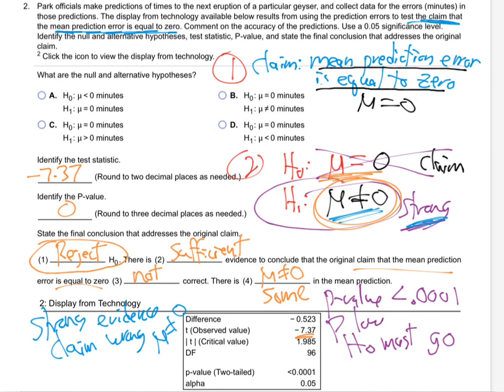Remember what mu is? Mean prediction error. And we said it's not 0. The claim is equal to 0, and if it's the opposite of 0, that means there's some in there. So the claim was there's no error, 0 error, and we rejected that. So there is some error. The opposite of 0 would be some. It's not 0, so it's some.